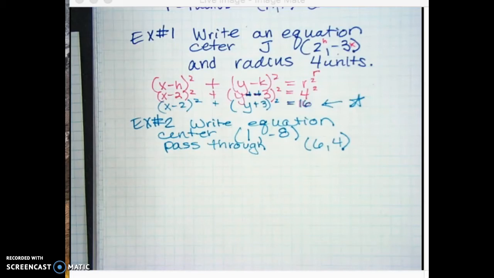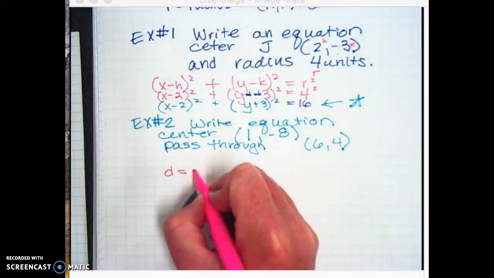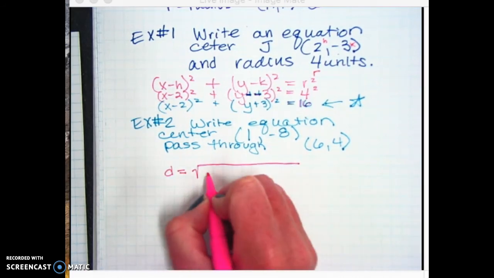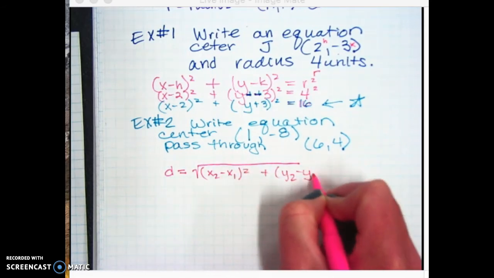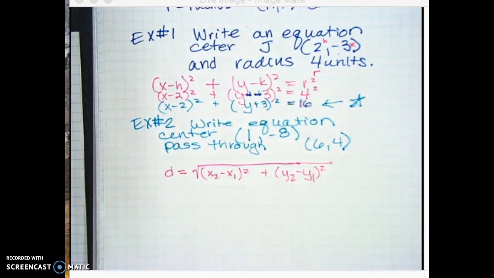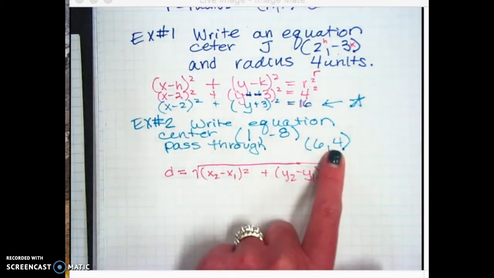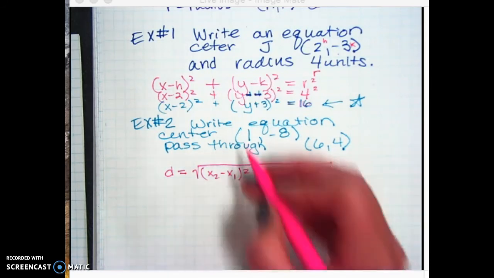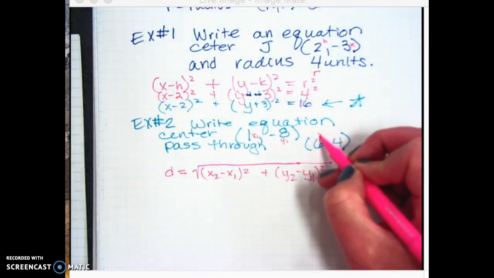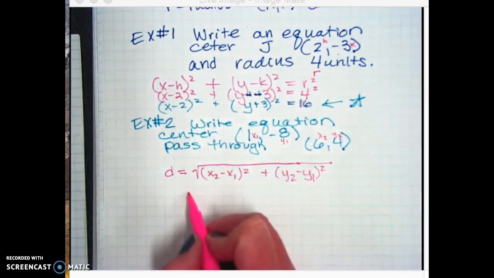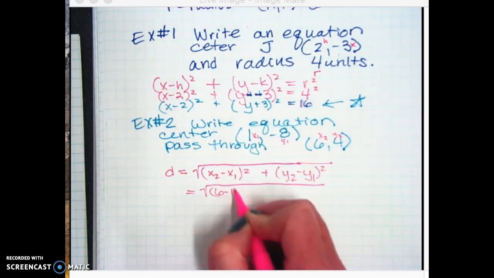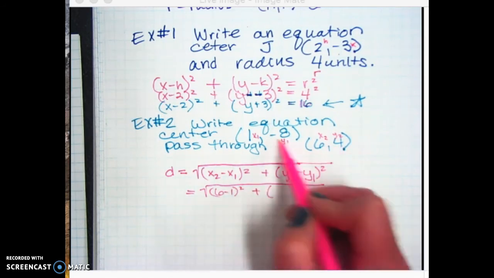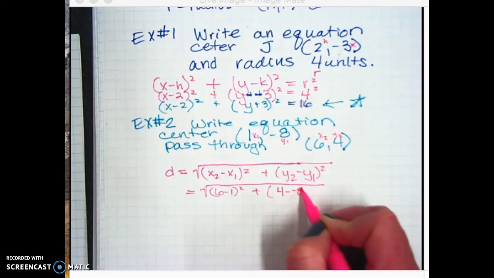You would need to use something called the distance formula. Distance formula is the square root of x sub 2 minus x sub 1 squared plus y sub 2 minus y sub 1 squared. With this distance formula, you want to take those 4 numbers that were given with those 2 points and plug them into the right spot. So this is going to be our x1 and our y1. This is going to be our x2 and our y2. So we're going to have the square root of 6 minus 1, quantity squared, plus 4 minus -8, quantity squared.